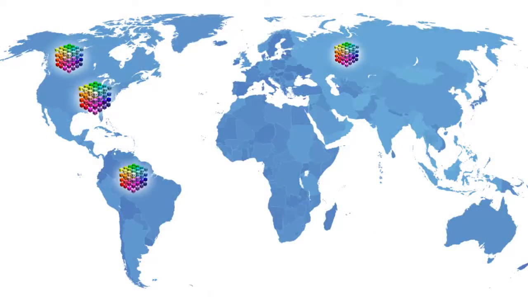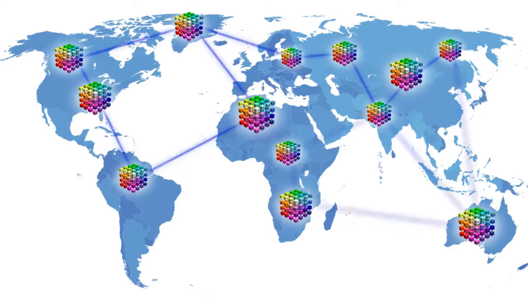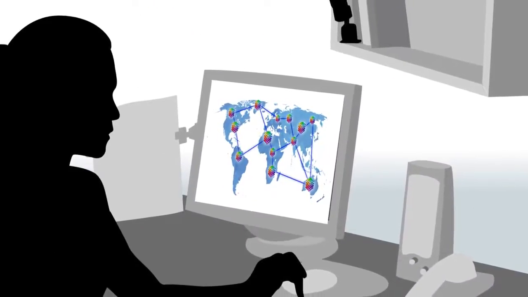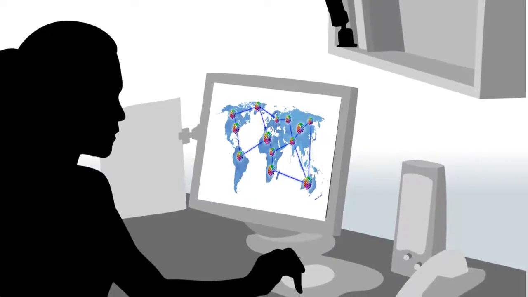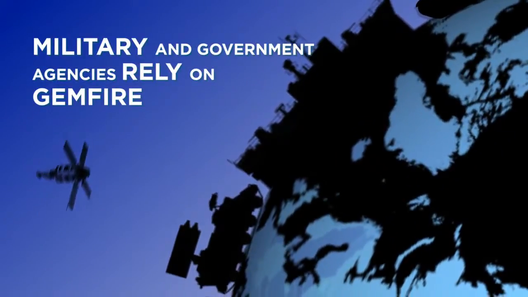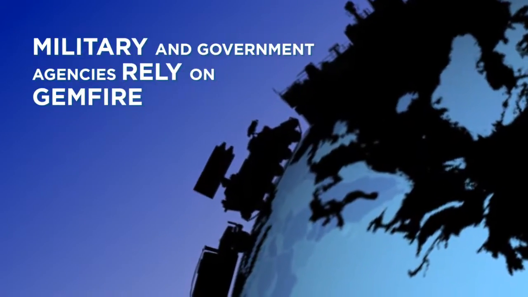GemFire's speed also meets the challenge of globally distributed data. It can synchronize databases across the enterprise or across continents to deliver a single, consistent view of data and achieve real-time situational awareness. For example, with more than 60,000 data updates per minute, military and government agencies rely on GemFire to help monitor operations worldwide and make accurate decisions that can impact national security.